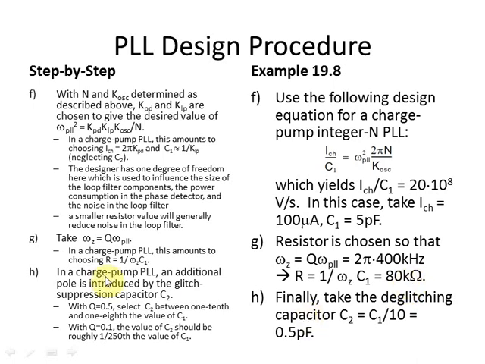Finally, the last task is to go and add the deglitching capacitor, C2. With Q equal to 0.5, C2 can be just 1/10 or 1/8 the value of C1. And that will still put the third pole frequency much higher than the loop bandwidth and therefore not interrupt the loop dynamics. So C1 is 5 picofarads, 1/10 of that is 500 femtofarads. Again, a reasonable value for integration.